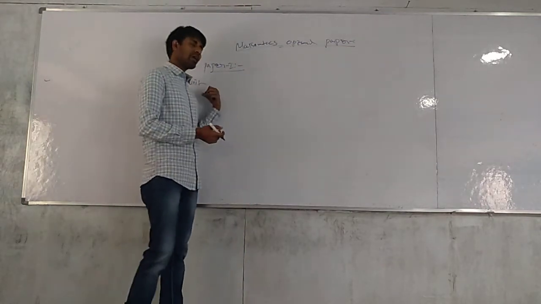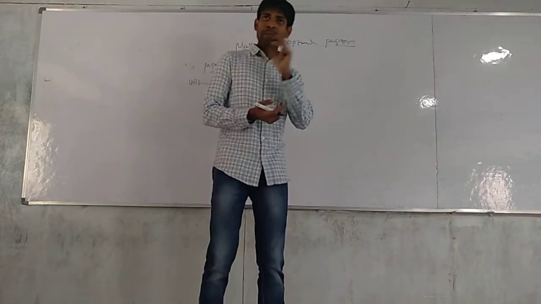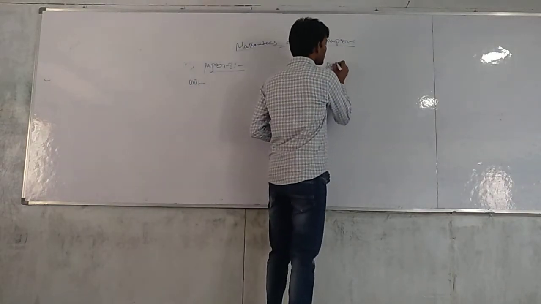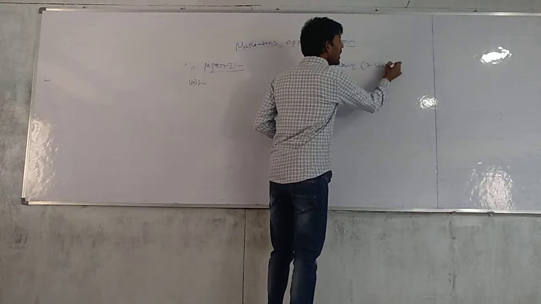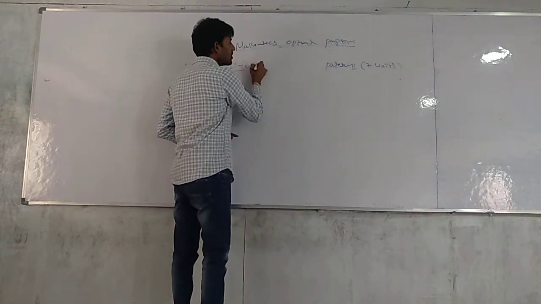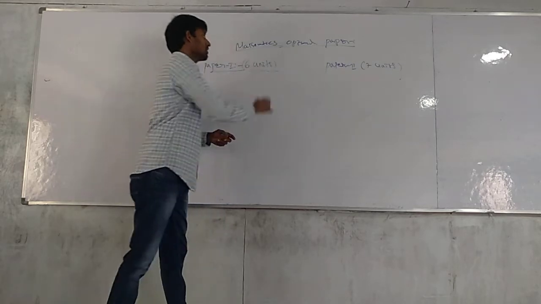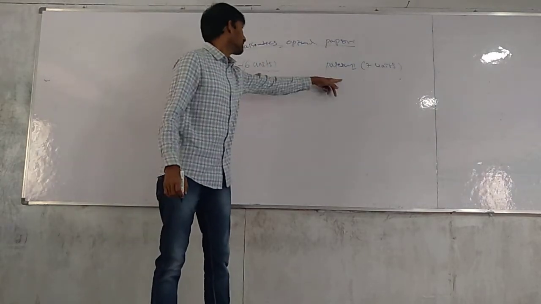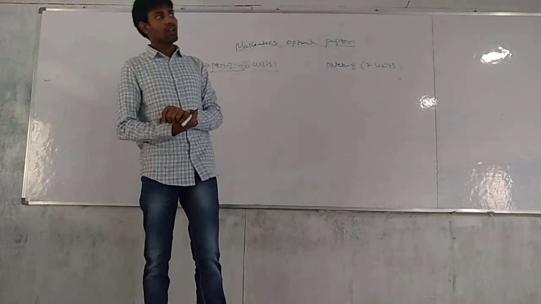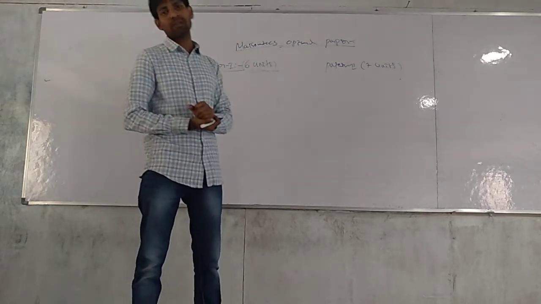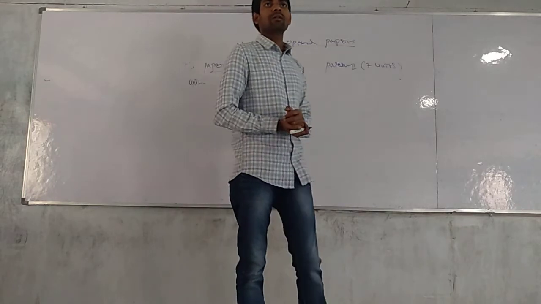So we have 6 units in paper 1, and in paper 2 we have 7 units. Altogether we have 13 units in the total mathematics papers.